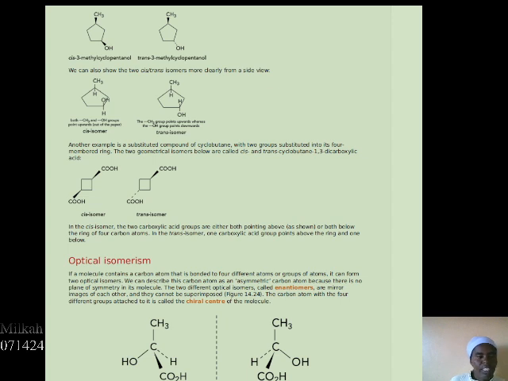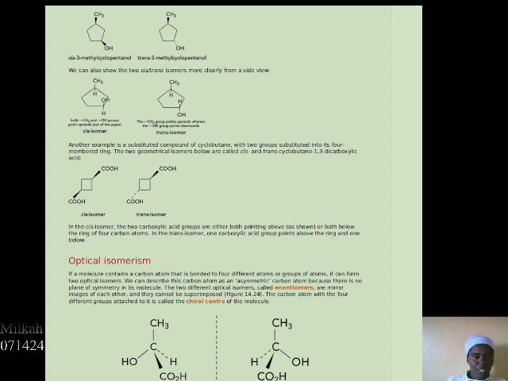Another example is down there. We have a COOH group on a wedge, and on the opposite side you have a dash and a wedge on the other side. So in the cis isomer, the two carboxylic acid groups are either both pointing above or both below the ring of the 4 carbon atoms. But in the trans, one carboxylic acid group points above the ring.